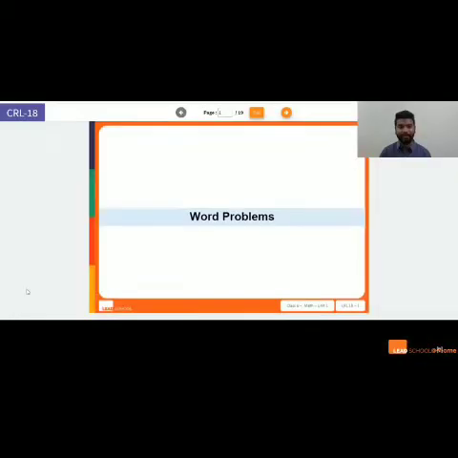Now let us recap how to perform operations on large numbers. I am going to show you all another CRL, but this time we are going to see how to solve some problems on large numbers. I want all your eyes on the CRL. Okay, word problems.